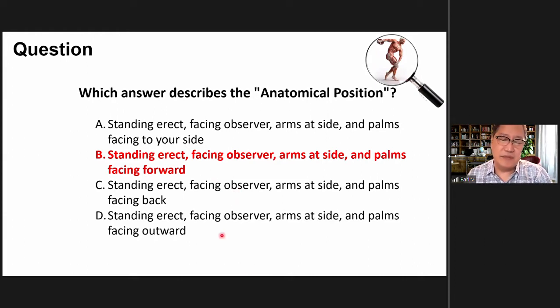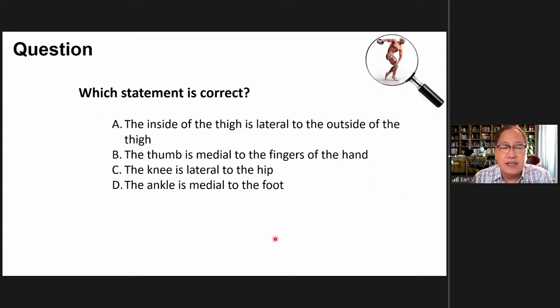Sige, yan lang mga simple lang ba? Pwede nakakalito yan. So please commit yourself sa anatomical positions, the directions. Pwede tayong malito. So kung mag-history taking tayo, these are very important. Ito pa, which statement is correct? So tatawag naman ako yung wala sa video.